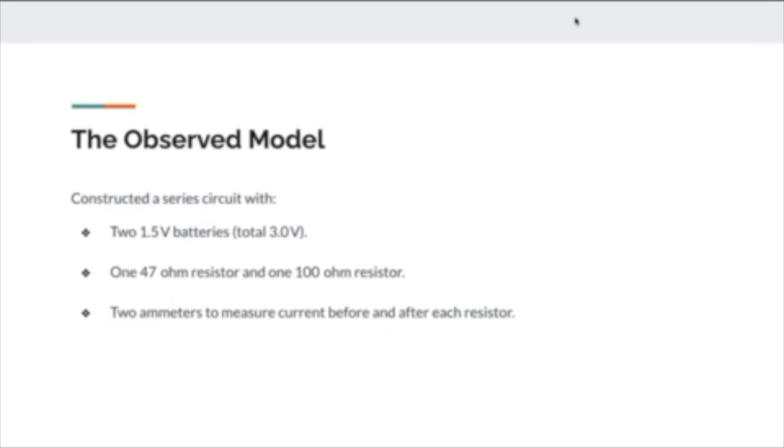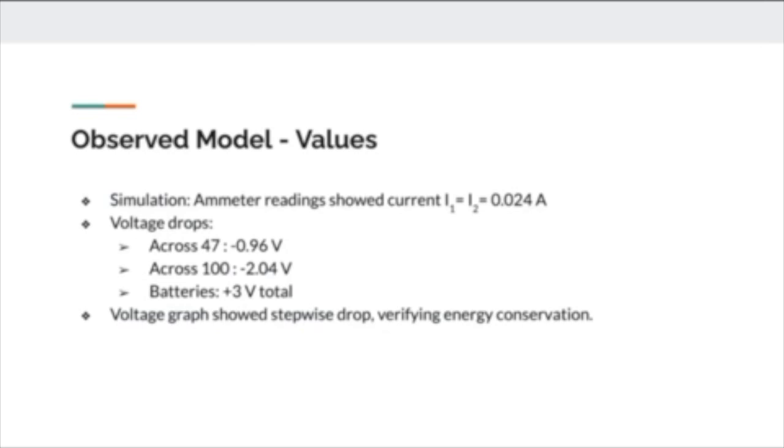In the observed model, I constructed a series circuit with two 1.5 volt batteries with a total of 3.0 volts, one 47 ohm resistor and one 100 ohm resistor, and two ammeters to measure current before and after each resistor. In the simulation, the ammeter reading showed current I2 equals I1 equals 0.024 A, and across the 47 ohm resistor, the voltage was negative 0.96 volts, and across the 100 ohm resistor was negative 2.04 volts, and the two batteries had a positive 3 volt total. The voltage graph showed a stepwise drop verifying energy conservation.